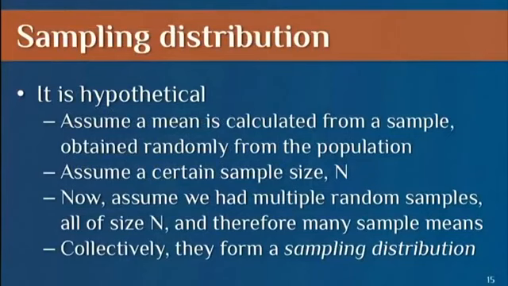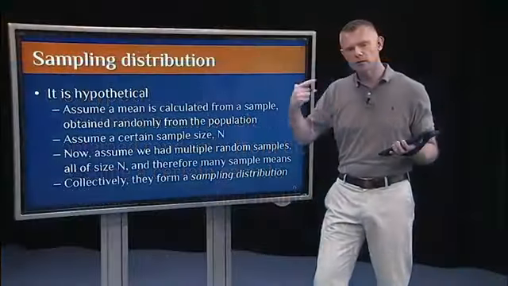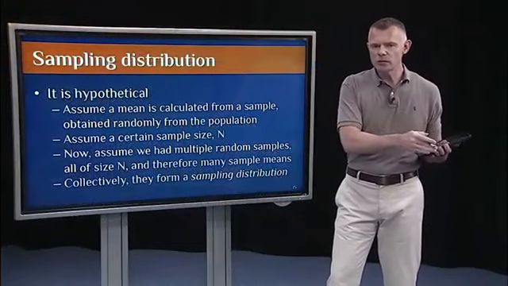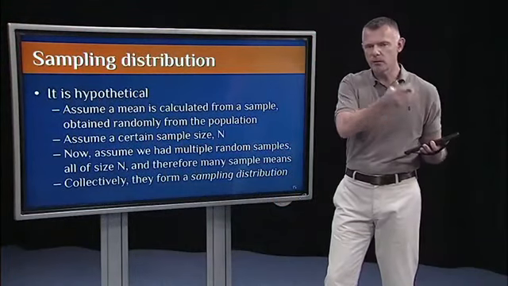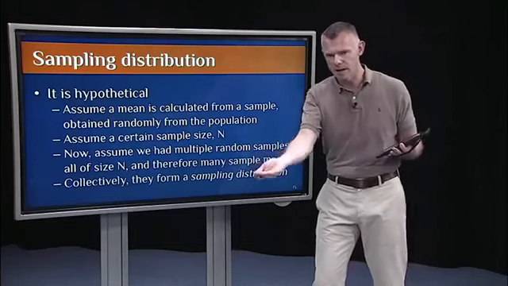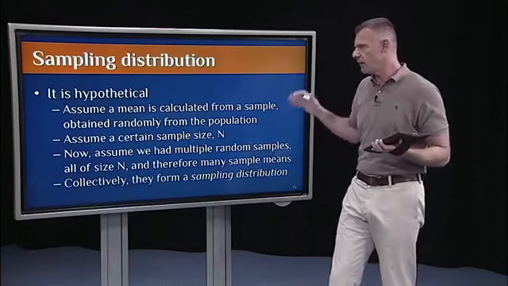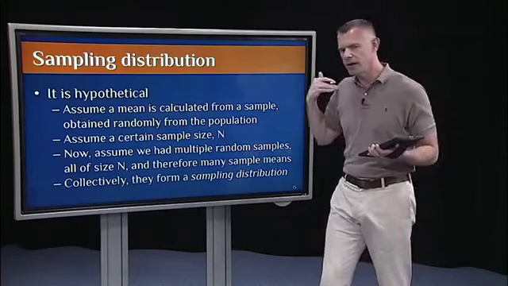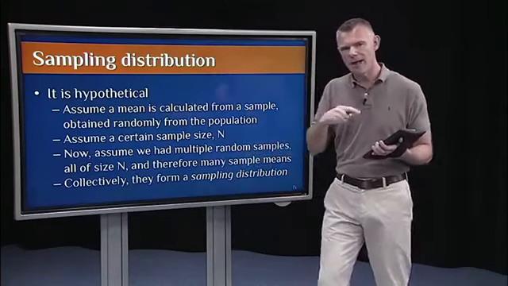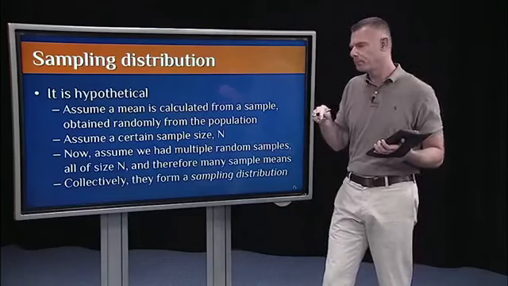So let's assume that I get a mean calculated from a sample, and that sample is obtained randomly from the population. And let's assume a certain sample size, n. Now, again, assume I do that over and over and over again. I get multiple samples. Again, we don't do this in practice. We do one sample, we calculate our statistics, we try to make inferences about the population. But for the sake of this segment and understanding the idea of sampling distribution, imagine that we do that.